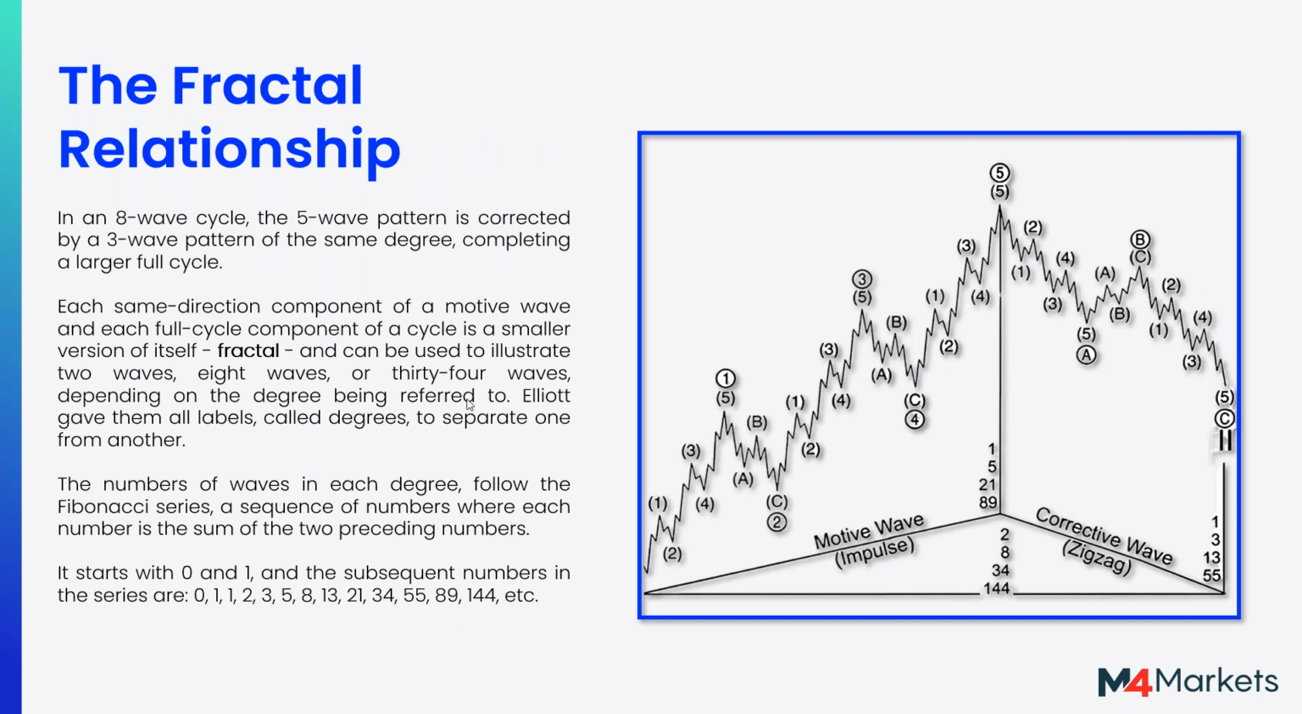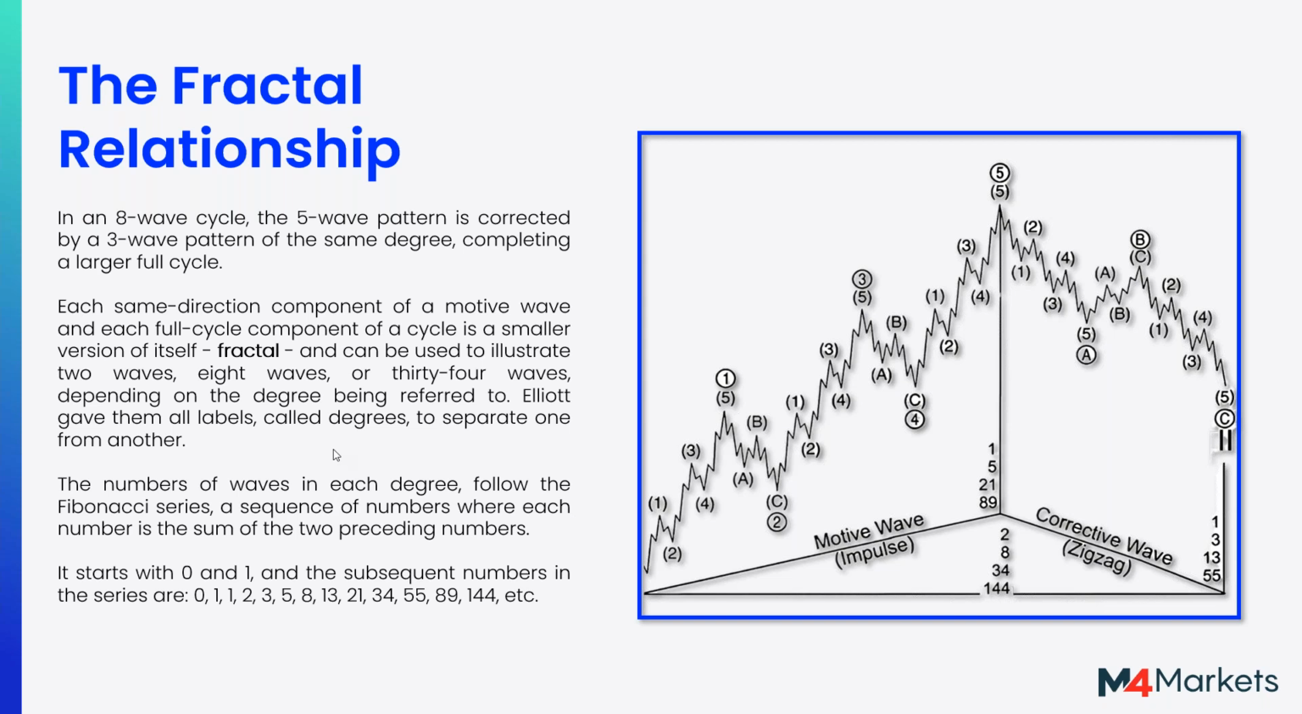Each same direction component of a motive wave and each full cycle component of a cycle is a smaller version of itself. And this is exactly what a fractal is, at least when we speak about the markets. Okay, and that can be used to illustrate 2 waves, 8 waves, or 32 waves, as you can see down here. Then it goes up to 1/4, depending on the degree being referred to.